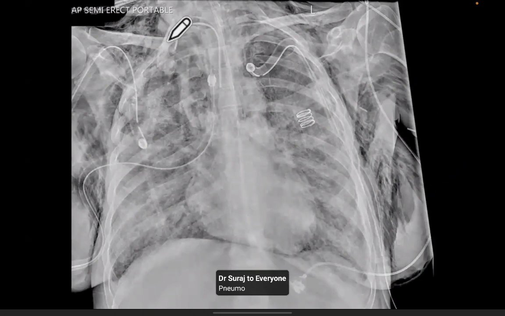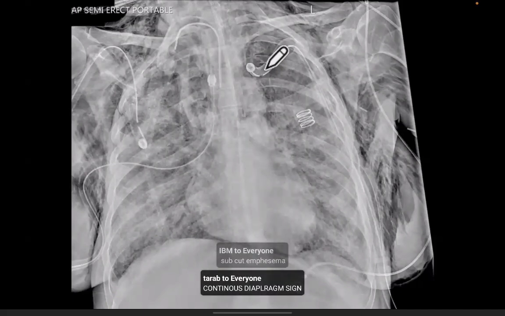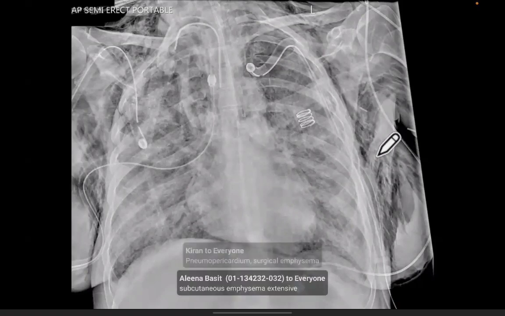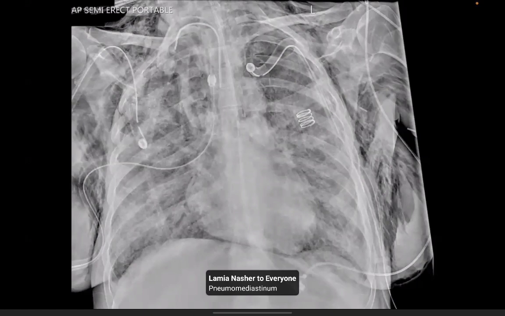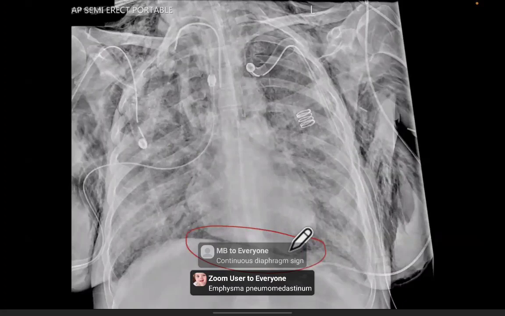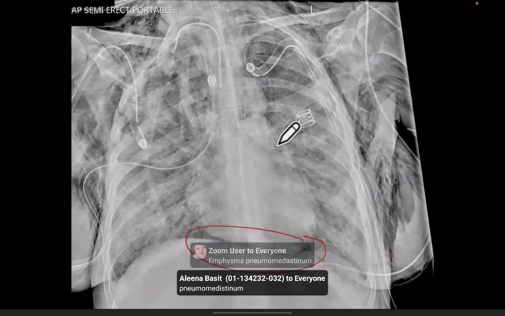This patient has got a chest drain in situ on the right, one in the axillary space, one in the mid-clavicular line. There's a tracheostomy tube in situ, nasogastric tube in situ, intercostal tube, again left side. Got lots of surgical emphysema. We've probably got streaky shadowing up here as well, but it's the continuous diaphragm sign that tells you that this patient has definitely got pneumomediastinum.